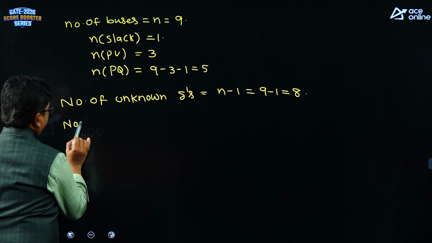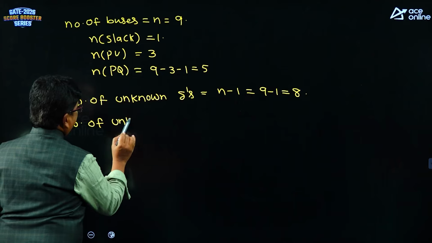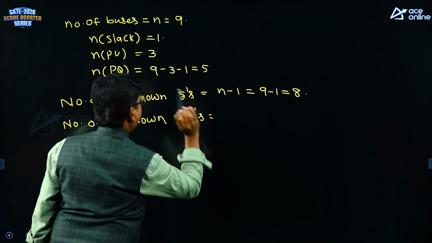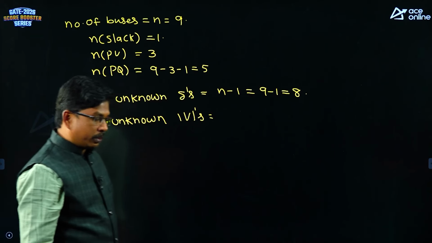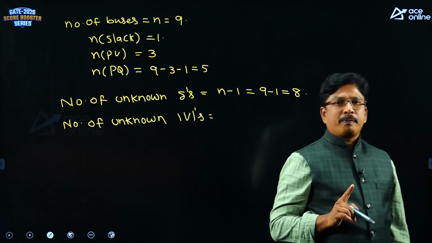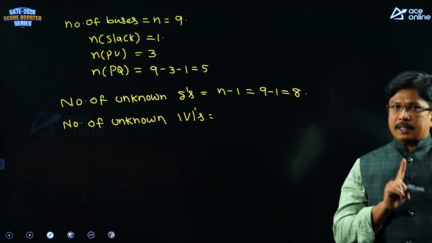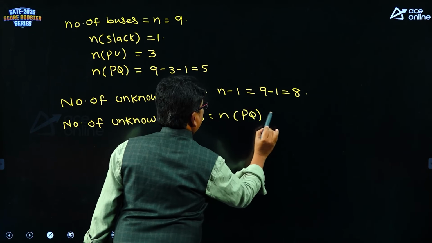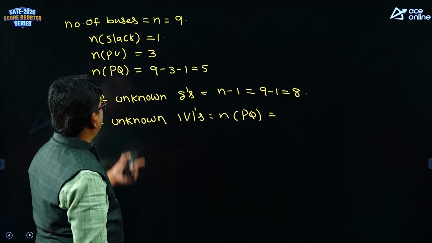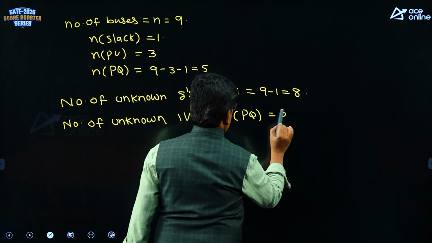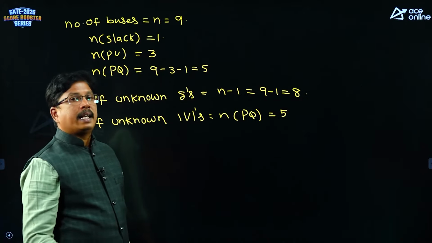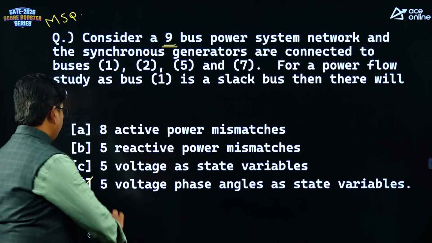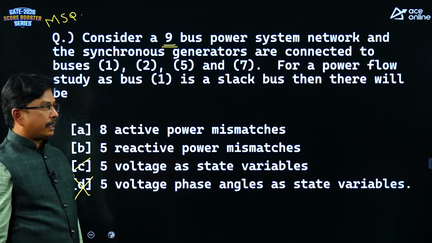Number of unknown voltage magnitudes. The voltage magnitude is unknown at every PQ bus. Therefore, it will be the number of PQ buses. How many PQ buses are there? That will be 5. Therefore, 5 voltages are state variables. So, C is correct.